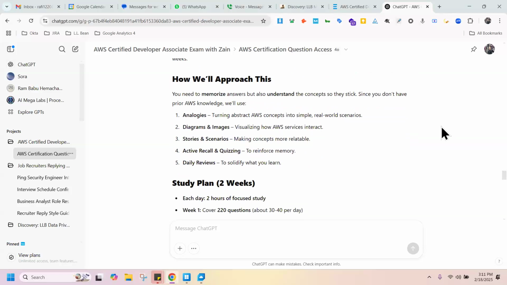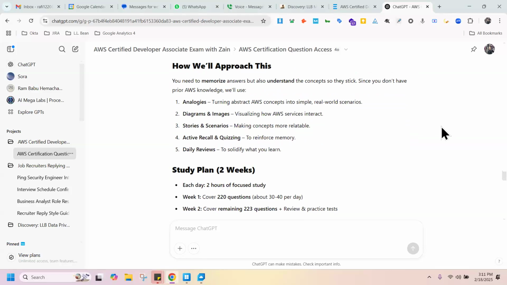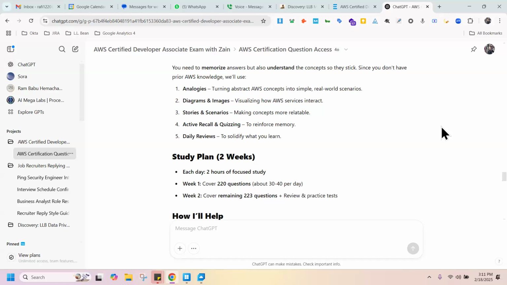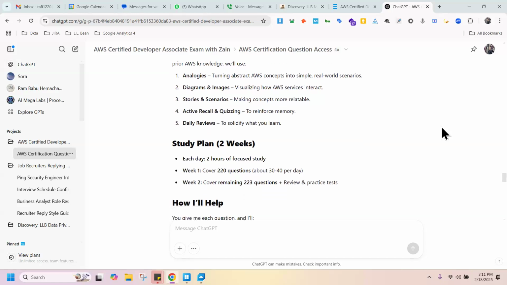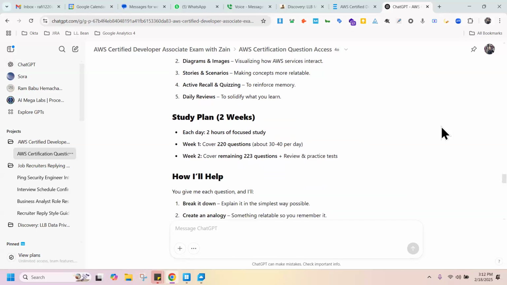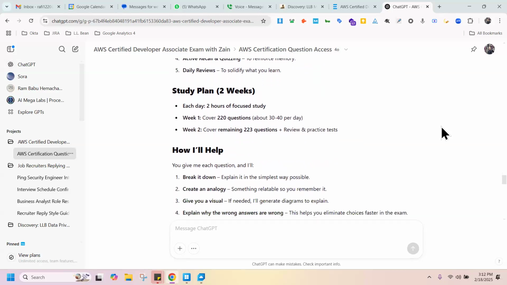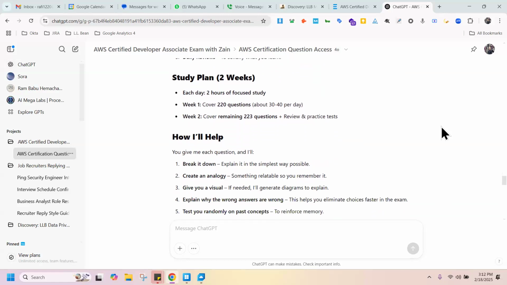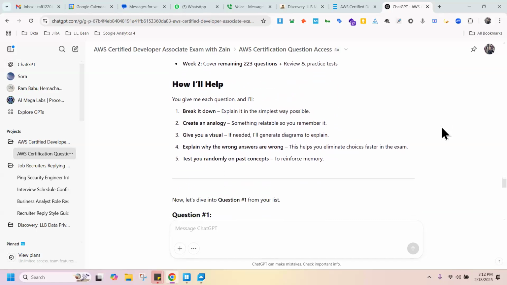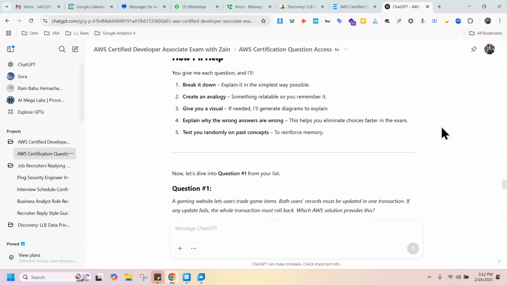We need to memorize answers, but also understand the concepts so they stick, since you don't have prior AWS knowledge. We'll use analogies, diagrams and images, stories and scenarios to make concepts more relatable, plus active recall and quizzing, and daily reviews to solidify what I learned. Study plan: 2 weeks, 2 hours focused, covering 30 to 40 questions per day, 220 in week one. Week 2, cover the remaining 223 questions. Break it down: analogy, visual, explain.